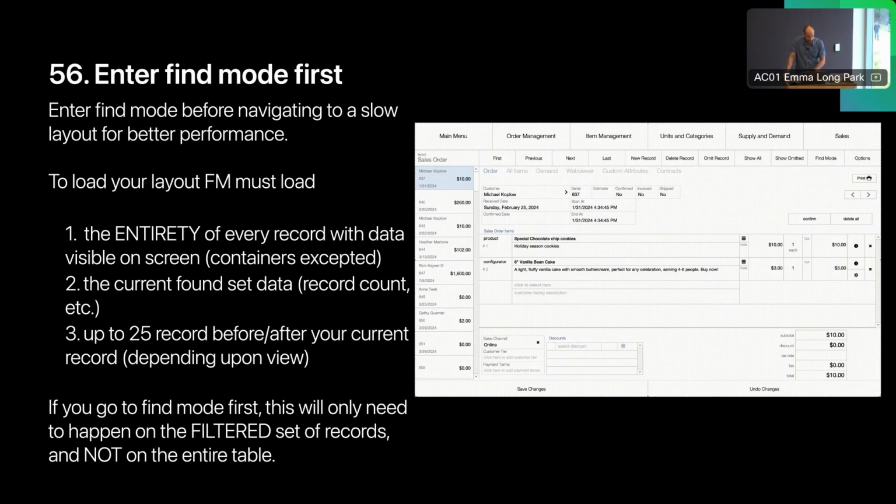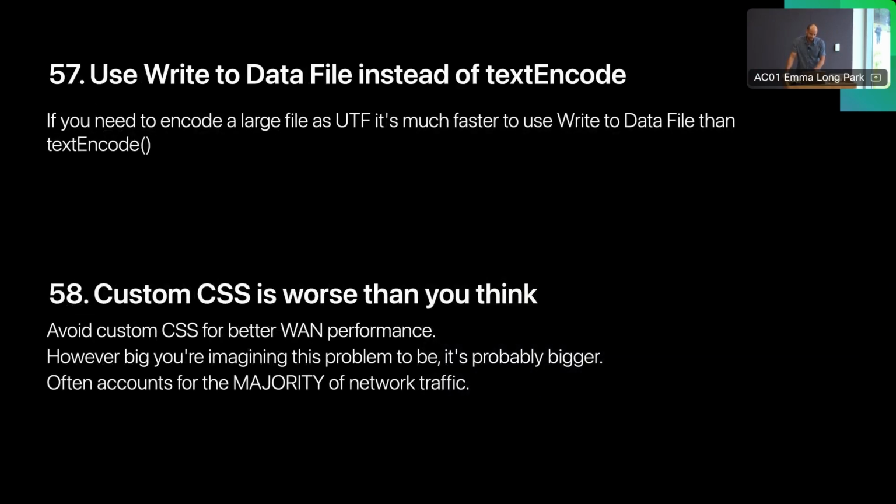Use write to data file instead of text encode. I think it was some article about HTML emails and things like that, but this is just a useful trick to know. If you're trying to encode a huge text file and you use the text encode function, it's going to take a while. But if you just write it out to a data file, it's actually significantly faster for some reason. So if you're trying to encode massive files, just write them out. It's going to be much faster than trying to use text encode.